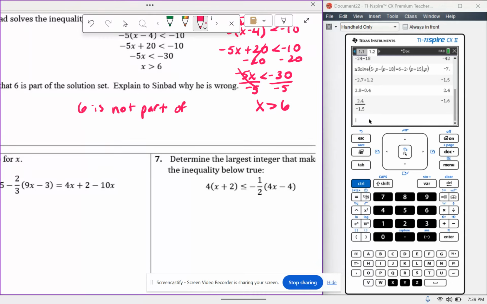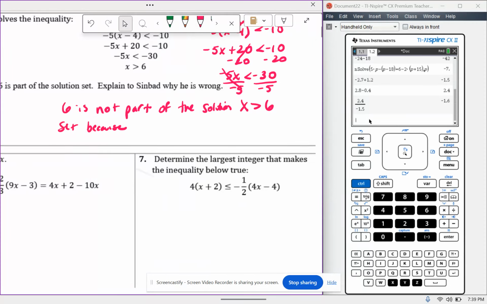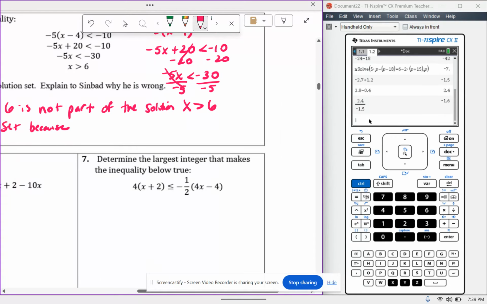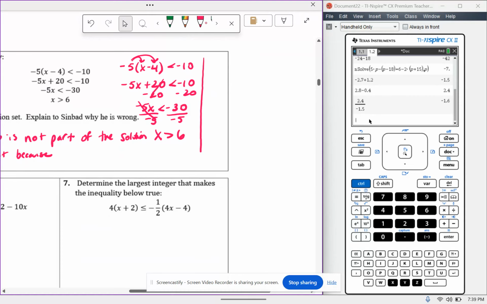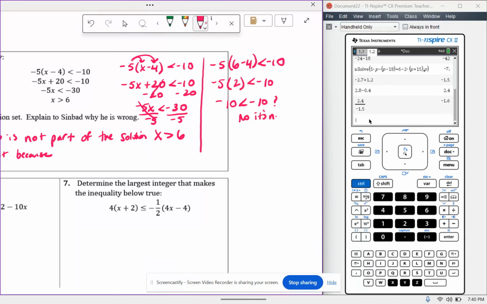part of the solution set because, and there are 2 ways you can prove this, okay? You can show that if you substitute in a 6, the inequality will not be true. You have a 6 and you're putting it in everywhere you see an x. So I have negative 5 times 6 minus 4 is 2, is less than negative 10. Negative 10 is less than negative 10. No, it's not. They're the same. So that could be your one piece of evidence. We could say that's algebraically. You explain it.